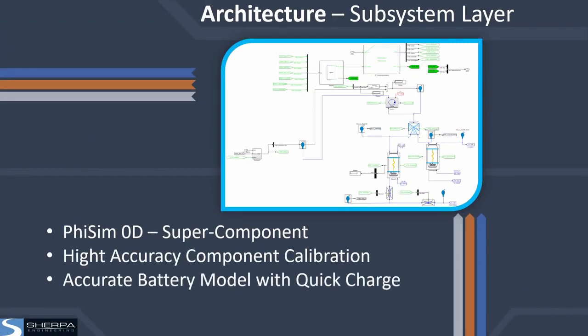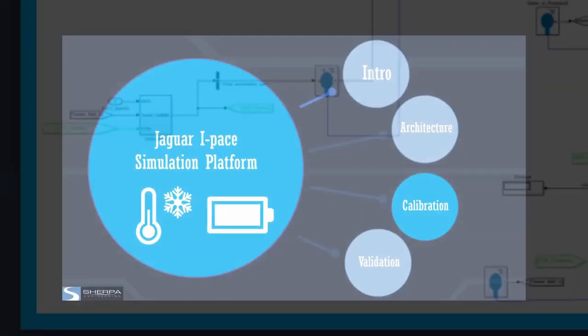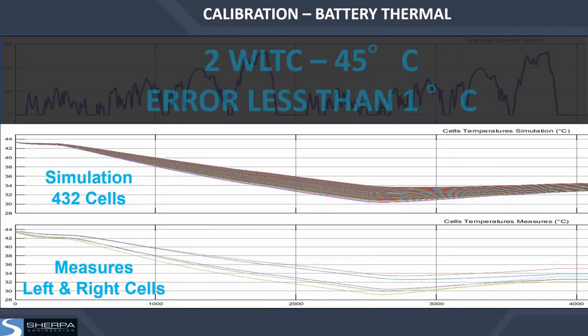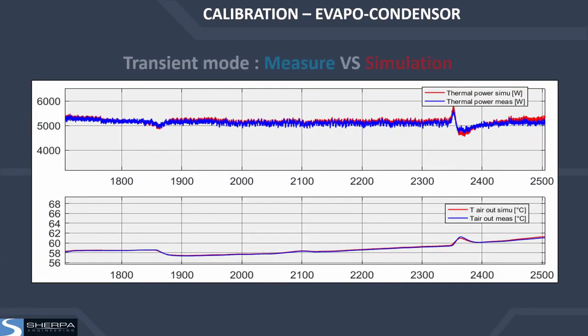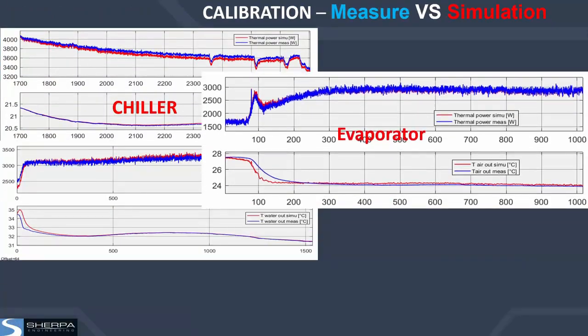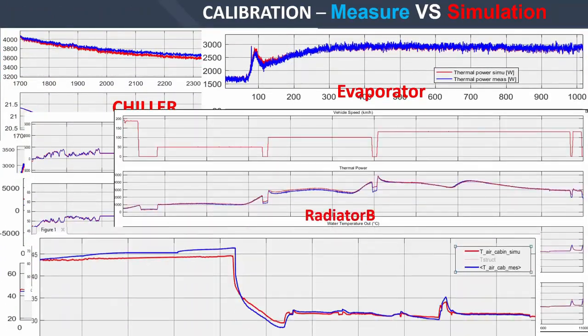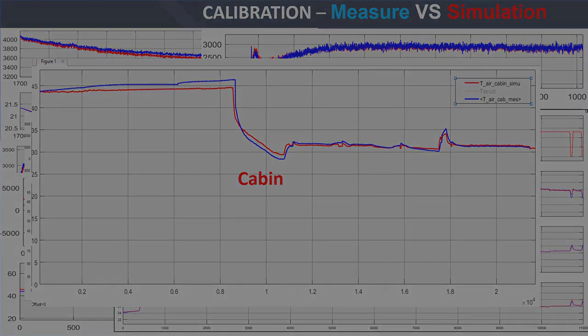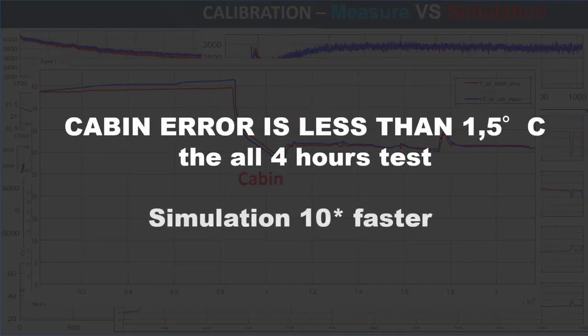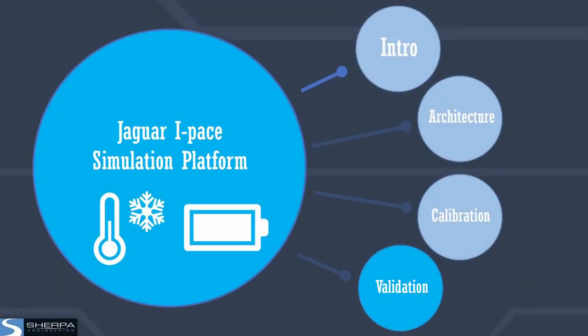They feature high accuracy, especially after component calibration. Component calibration was done by tweaking model parameters until the simulation was able to accurately replicate data from real test benches. As you can see, our method allowed the platform to truthfully replicate component behavior even during transient modes. After calibrating all relevant components, cabin temperature difference with experimental data was less than 1.5 degree. All of this while giving results much faster than real benchmarks.